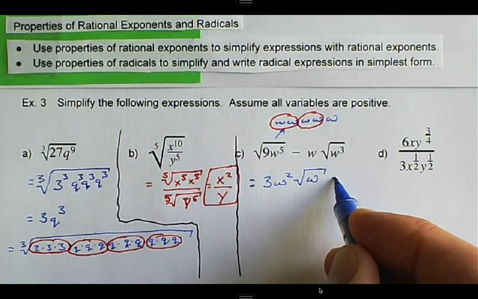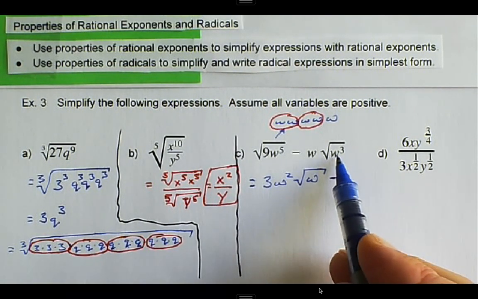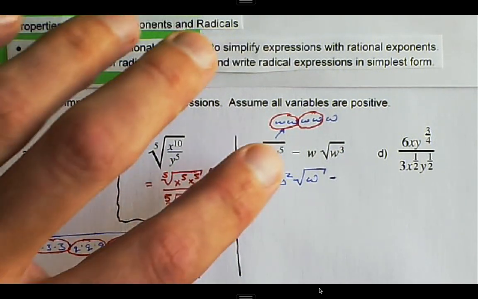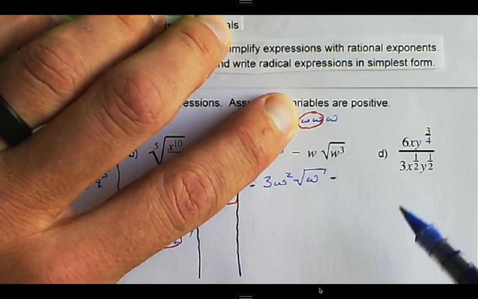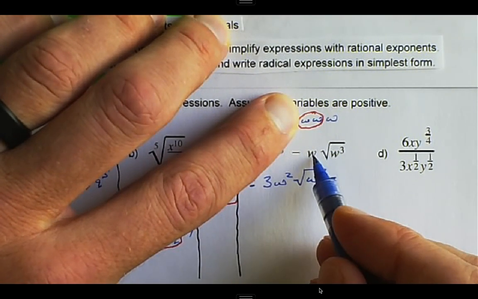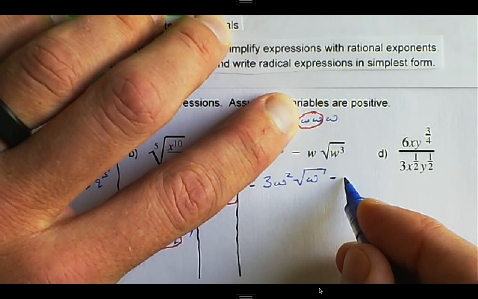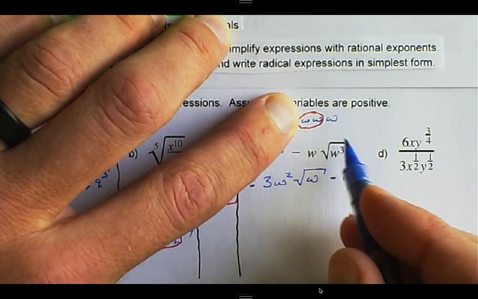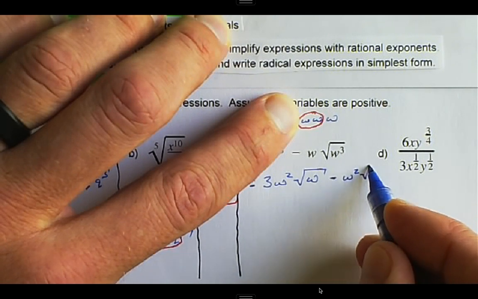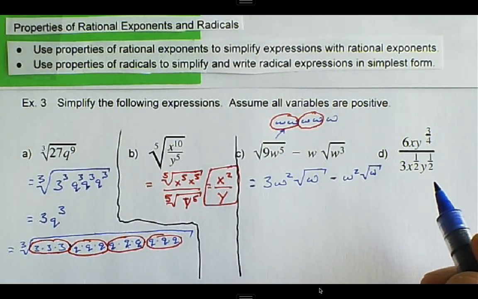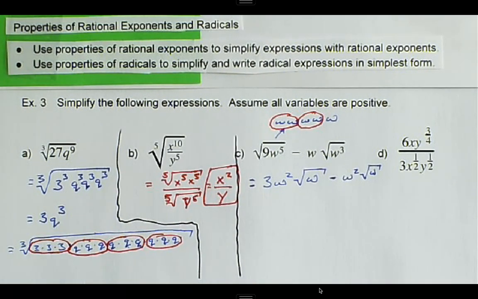Then we can subtract. In here, we have 3 w's. If we're just looking at this, we have 3 w's, so we can take 2 of the w's out and join them with what's already there. So that becomes w squared. And we still have one w left under the radical, so that becomes the square root of w. So now we have like terms here.